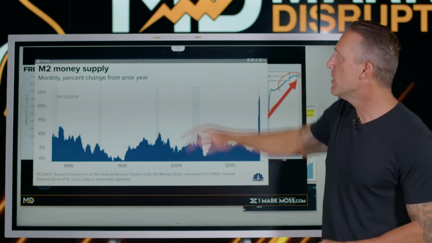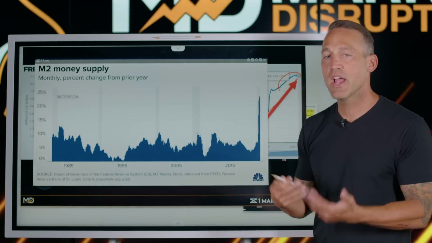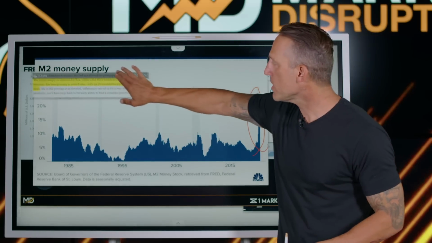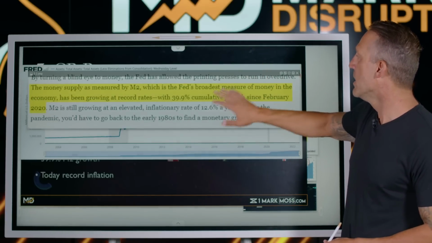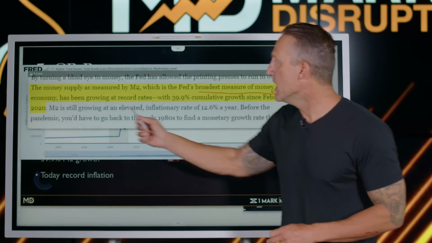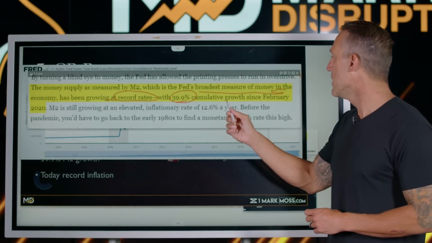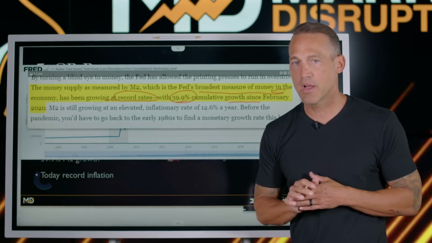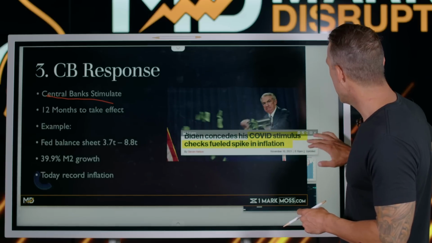This is the M2 money supply monthly percent change. So this is the percentage change in how much it's growing, and you can see how it went up like that. And if you want to see the numbers, it says right here that the money supply measured by M2, which is the Fed's broadest measure of money in the economy, has been growing at record rates, of course, 40% cumulative growth since February, 40% increase in the broad money supply. So that's what they do. The central banks do what they do, which is create money.